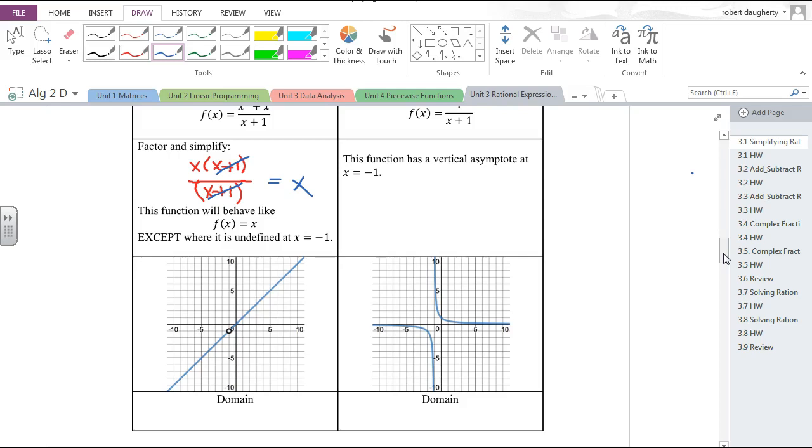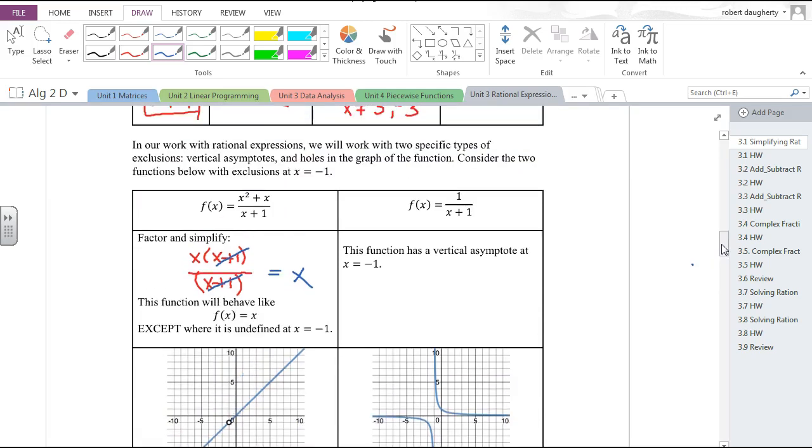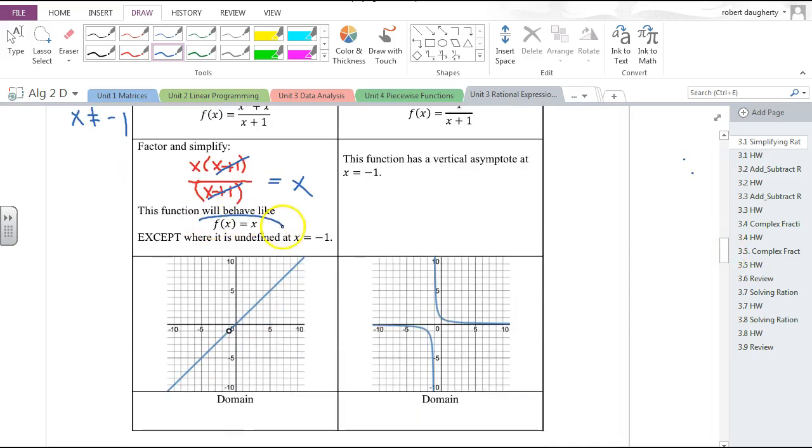When I look at this original problem, what's the exclusion that I see? X cannot be what? Yeah, so when I look at this, x cannot be -1. This whole expression is undefined at -1. So even though my final answer is x, graphically this problem is going to behave like x, but it is undefined at -1. So you see this open circle here.